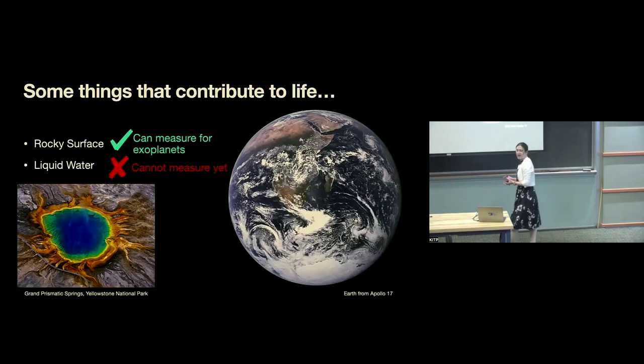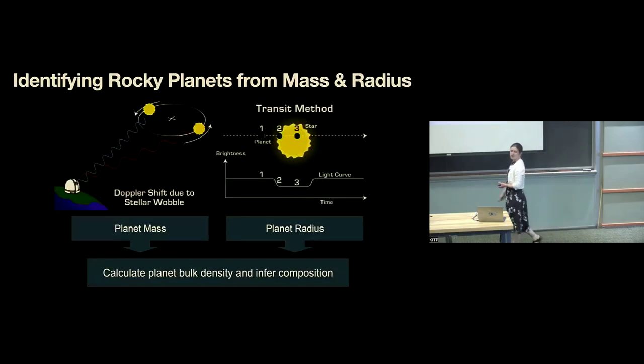We are not yet at a stage where we can measure liquid water on exoplanets, but I hope that's where the field goes in the next 1 or 2 decades or so. All right, so how do we find these planets with rocky surfaces, which I will also call rocky planets?